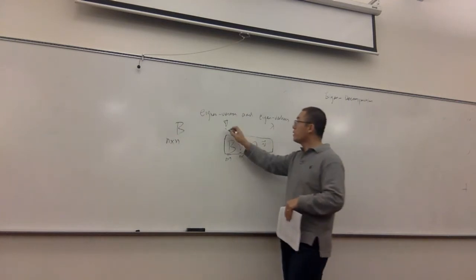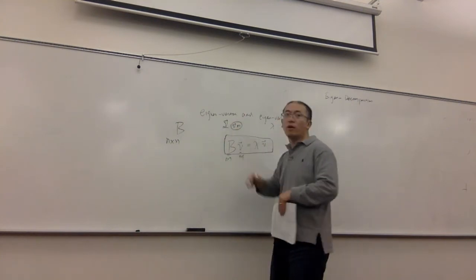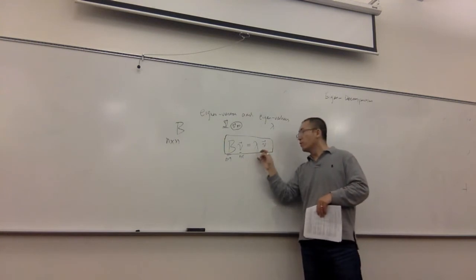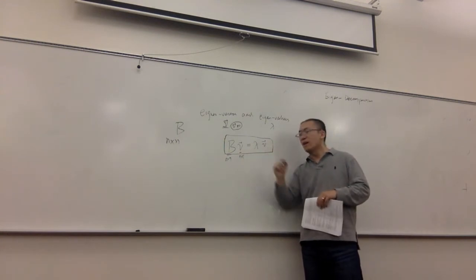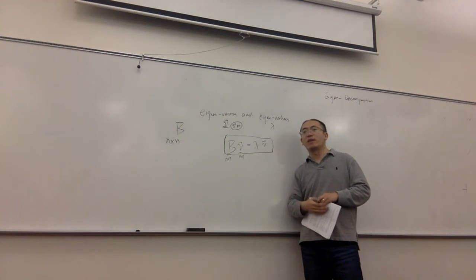Oh, here we must assume V is not 0. The 0 vector is not called an eigenvector. So now if I know a pair of lambda and V which satisfy this equation, we can call V an eigenvector and lambda an eigenvalue. Can I find other eigenvectors for the same eigenvalue lambda?